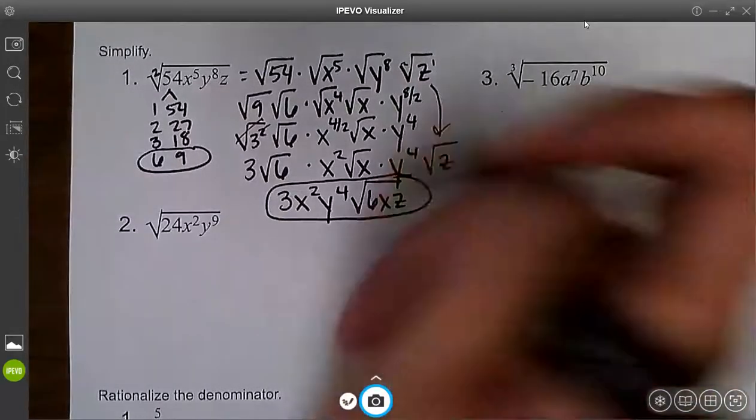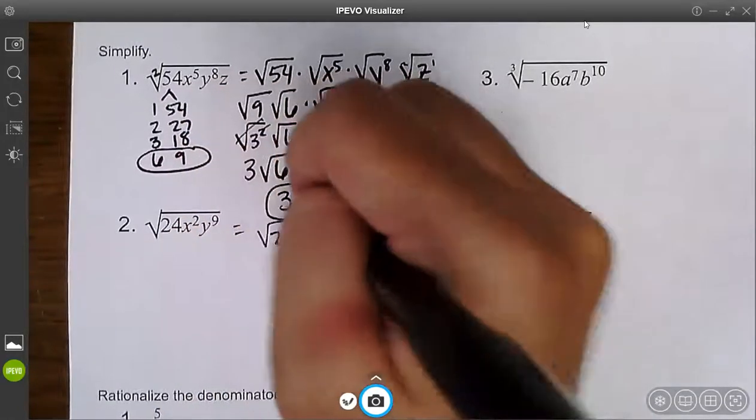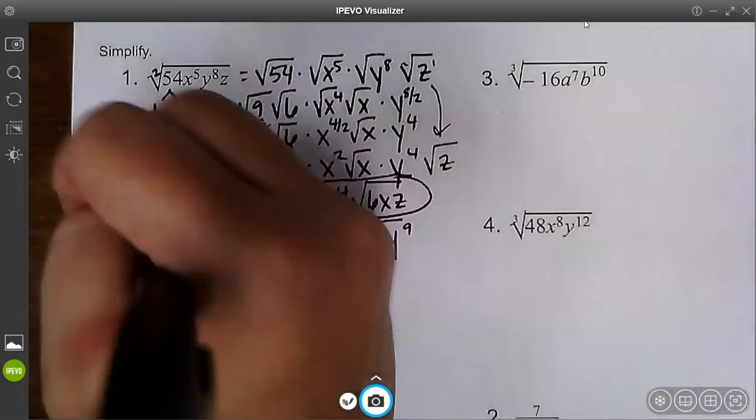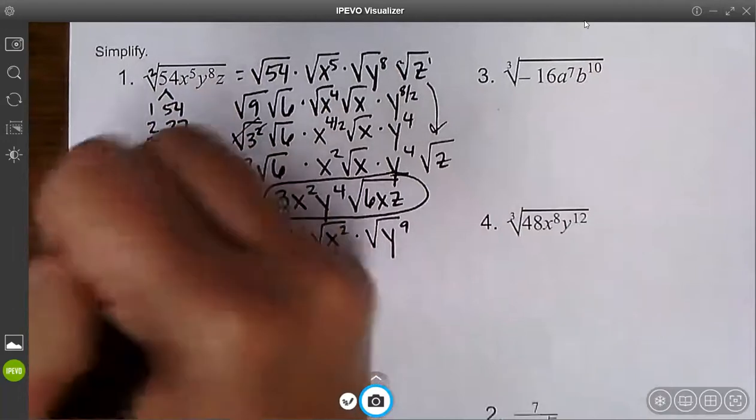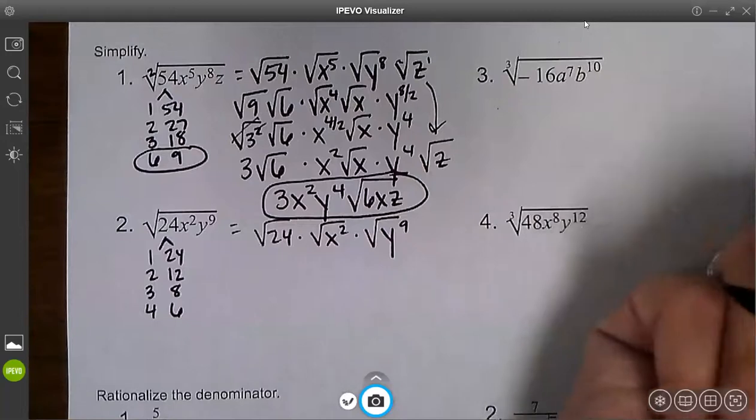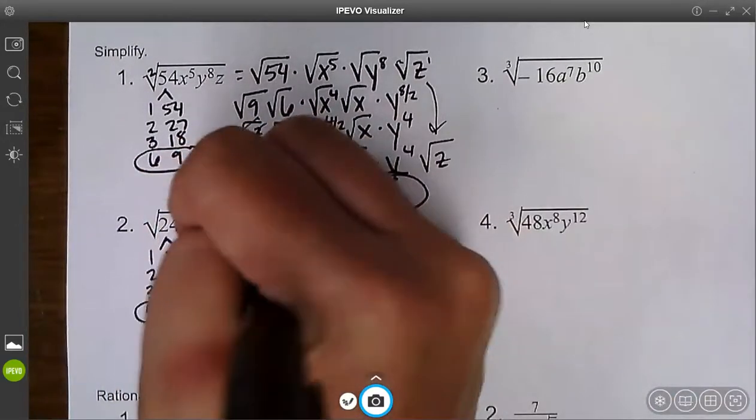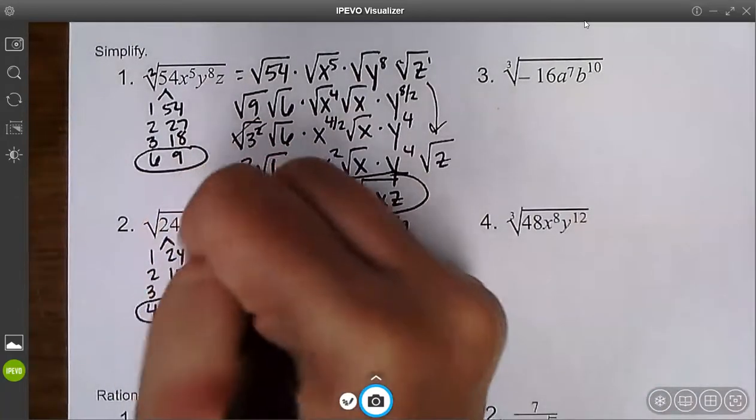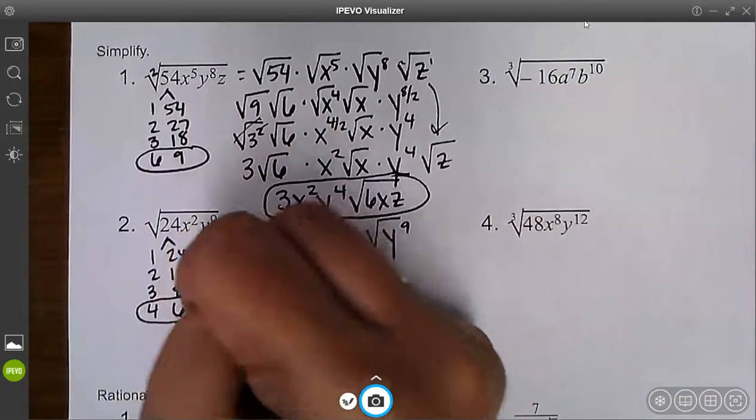Number 2, splitting this up, the square root of 24 times the square root of x squared times the square root of y to the 9th. 24 is not a perfect square, so I'm going to list my factors. 1 and 24, 2 and 12, 3 and 8, 4 and 6. My biggest perfect square factor is 4, so I'm splitting it up into the square root of 4 and the square root of 6. 4 is 2 squared. The square root and squared cancel, and you have 2 square root of 6.